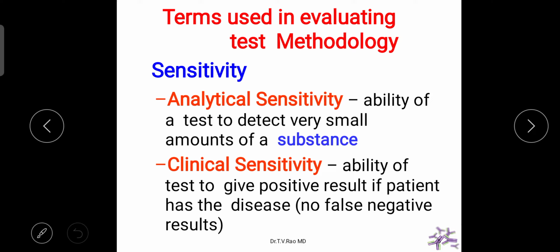Suppose any patient is suffering from fever for a long time, like 10 or 15 days, the doctor will advise a blood test, maybe for malaria or typhoid. So in that result it comes positive or negative, whether the patient has typhoid fever or not. So for that we go for clinical sensitivity.